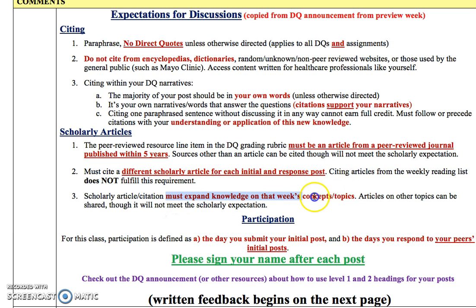And the topic of that article needs to be on what we're learning about that week. So for example, if the topic is about evidence-based practice, you want to share something that is going to expand your knowledge about it, like, what are the barriers to evidence-based practice, compared to sharing an article about, say, best practices for inserting a Foley catheter? Okay, so not a practice article, but actually more about the actual concept or topic.